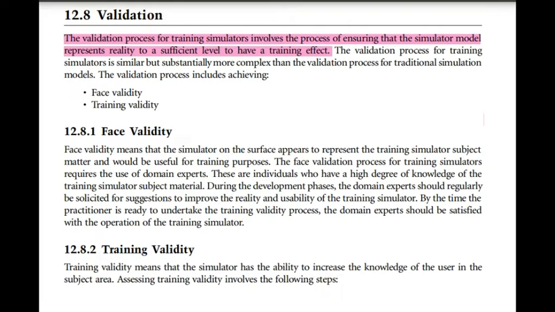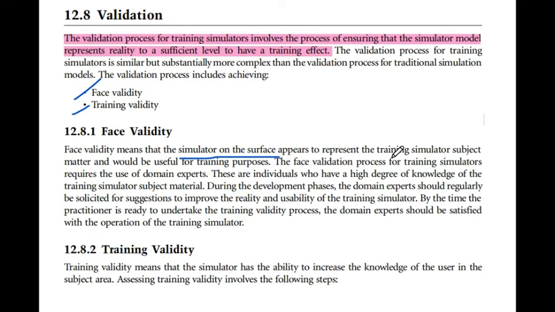So, the validation process includes achieving the following. So, ito yung ina-achieve ni validation phase, no? Phase validity at saka training validity. So, let's start with phase validity. So, itong phase validity, it means that yung simulator on the surface. So, when I say surface, yung anong nakikita natin sa labas. Does it appear ba to represent the training simulator subject? And useful ba siya for training purposes? Okay, yan ang target ni phase validity.